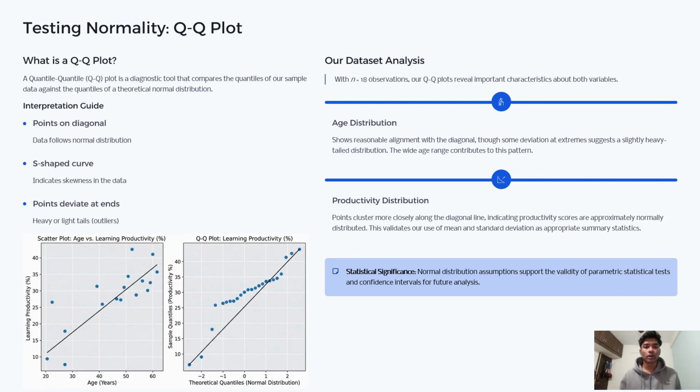A Q-Q plot helps us check if data follows a normal distribution. For age, points somewhat follow the diagonal but deviate at the extremes. This means the age distribution has slight heavy tails due to the wide range. For productivity, points lie close to the diagonal line. This suggests that productivity is approximately normal. This is important because it supports the use of common statistical methods that assume normality.